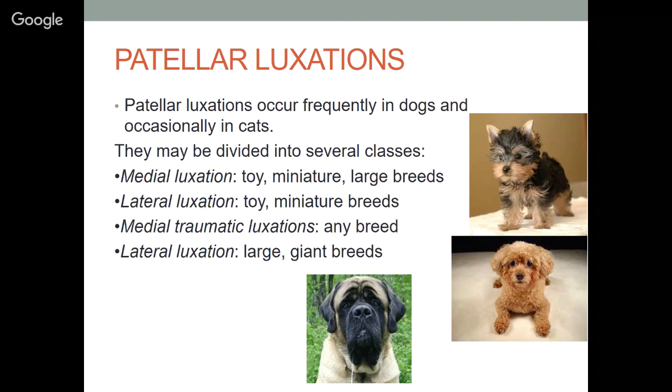Patellar luxations occur frequently in dogs and occasionally in cats, and they can be divided into several classes. Medial or lateral luxations. Medial luxations we find in toy, miniature, and large, very large breeds. Lateral luxations we can also find in toy and miniature breeds. Medial traumatic luxations will be in any breed. The traumatic luxation is because we have some type of rupture of the patellar ligament. And then a lateral luxation can also be found in large and giant breeds as well.